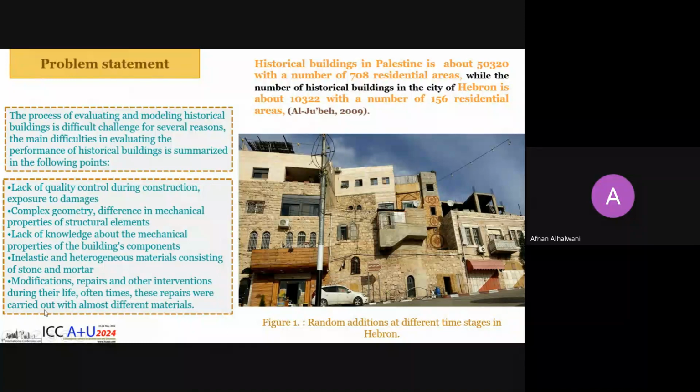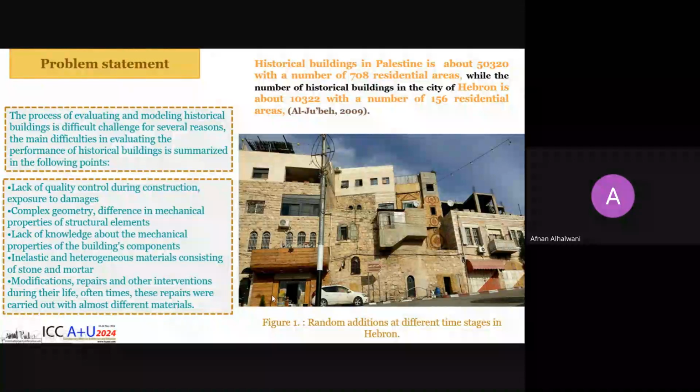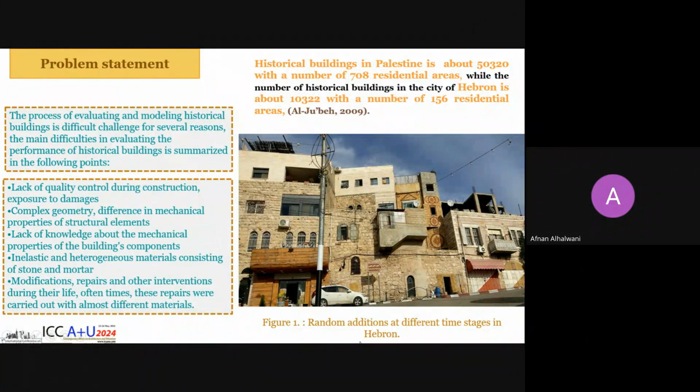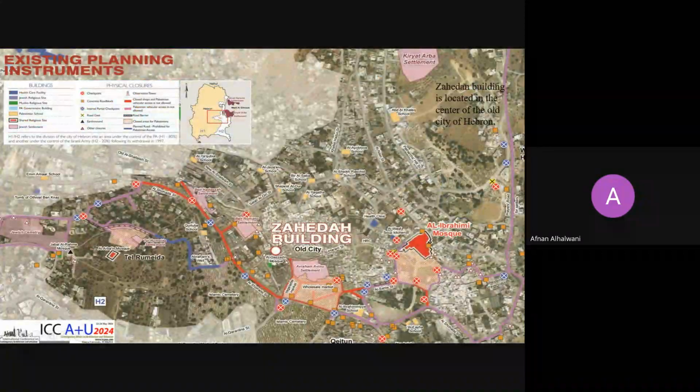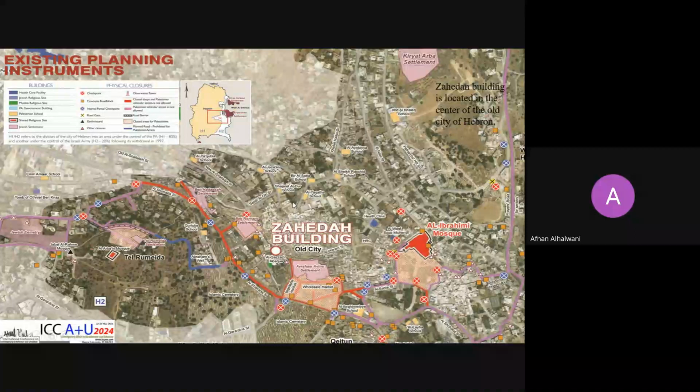These repairs were carried out with almost different materials. And this picture shows random additions at different time stages in Hebron. The case study is the Zahd building, located in the center of the old city of Hebron, near the Ibrahimi Mosque.